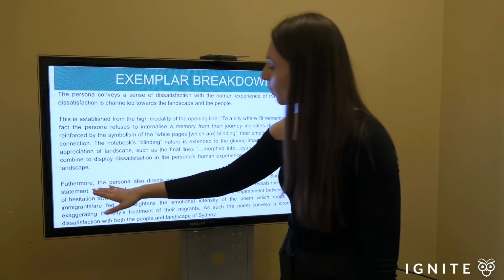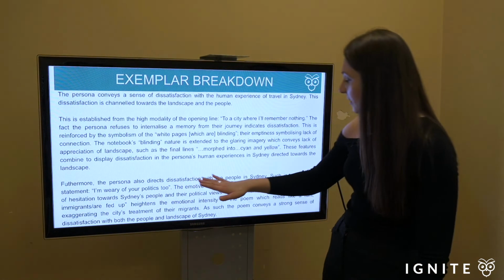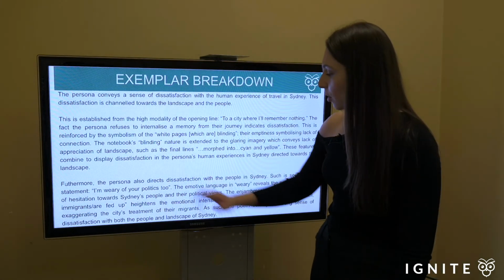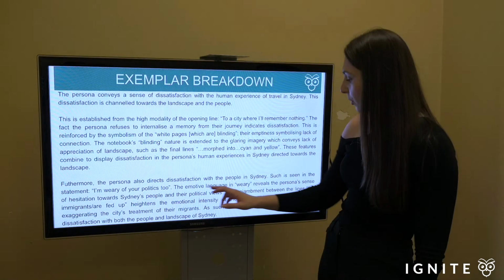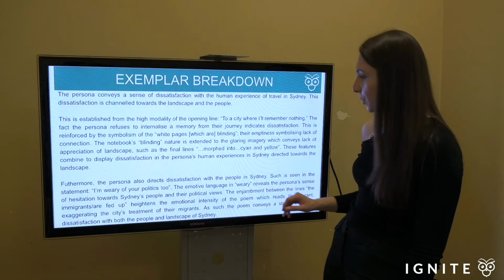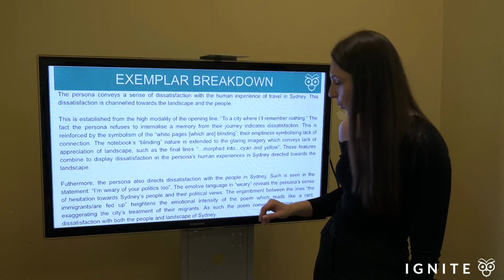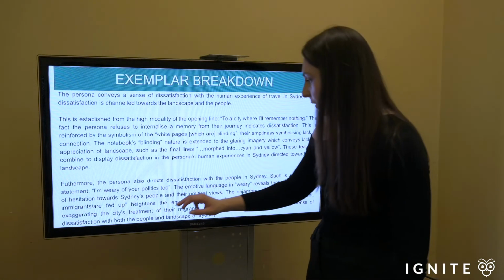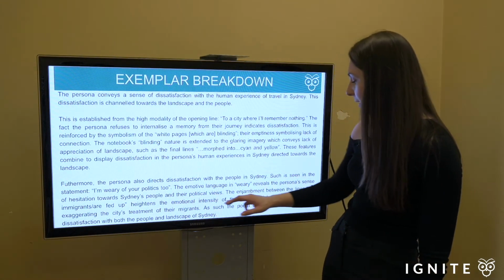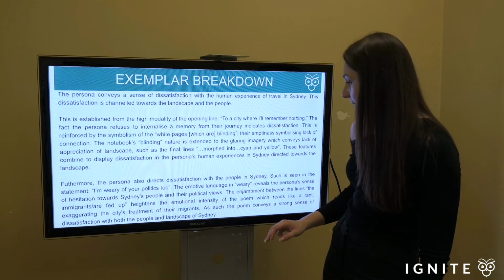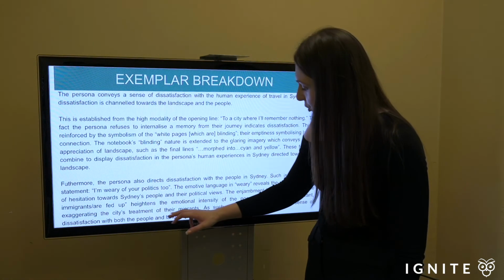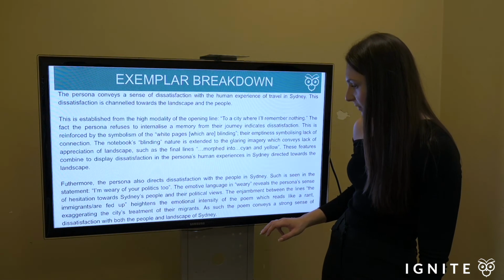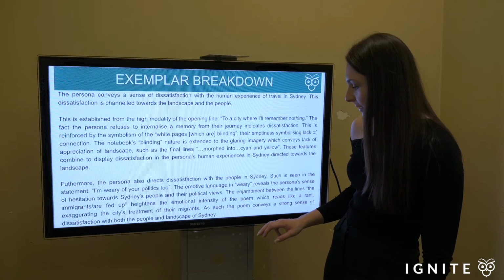Second paragraph. Furthermore, the persona also directs dissatisfaction with the people in Sydney, such as seen in the statement, "I'm weary of your politics too." The emotive language in weary reveals the persona's sense of hesitation towards Sydney's people and their political views. The enjambment between the lines, "the immigrants are fed up," heightens the emotional intensity of the poem, which reads like a rant, exaggerating the city's treatment of their migrants. As such, the poem conveys a strong sense of dissatisfaction with both the people and landscape of Sydney.